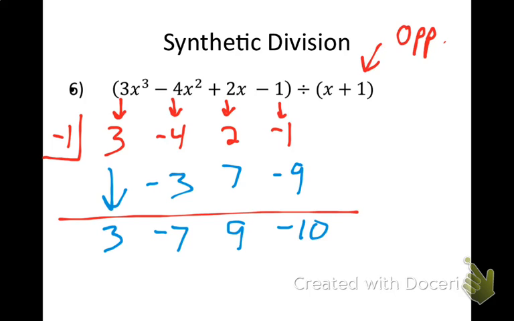Now think about this. If I'm starting with x cubed and I'm dividing by an x, does everybody agree I'm taking an x out of everything essentially? Yeah. So instead of x cubed, I'm going to start with x squared minus 7x plus 9, negative 10, remainder, over x plus 1.